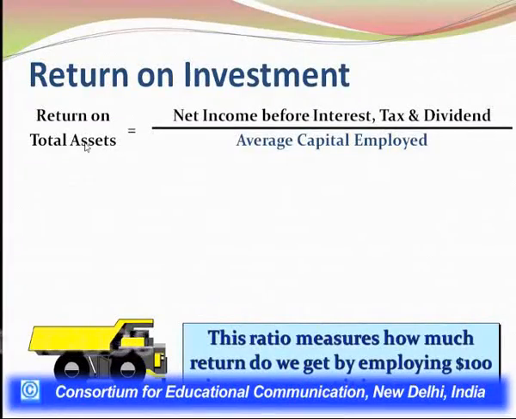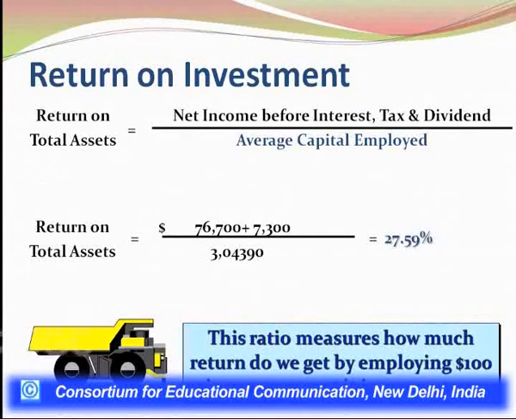Kindly read it as return on investment, not on total asset. So kindly read it as return on investment. The return on investment is net income before interest, tax and dividend divided by average capital employed. So this is the formula. If we have to calculate the same for the company, we have total income available to the shareholder, 76,700, which was before interest and tax.